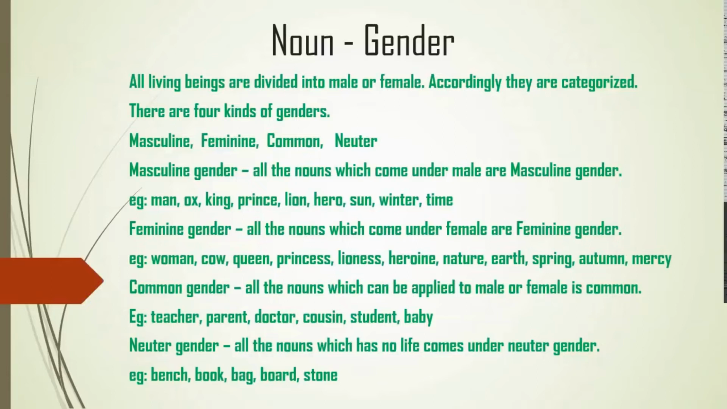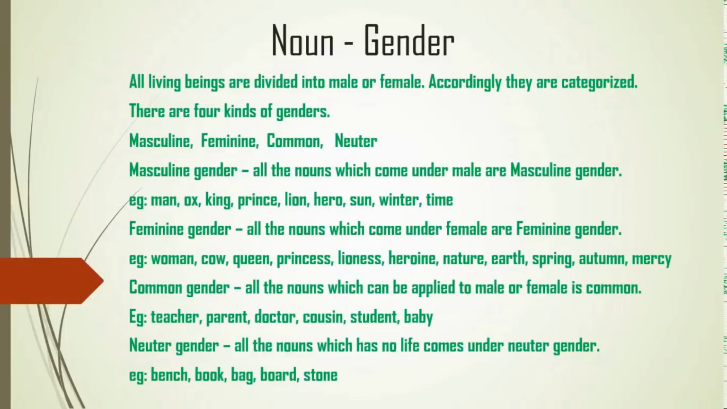Masculine gender is nothing but whatever comes under the male category. For example, man, ox, king, prince, lion, hero, sun, winter, time. Now, how come sun, winter, time also come under masculine gender? It's because they have that manly quality or characteristics. That's the reason it comes under masculine gender.